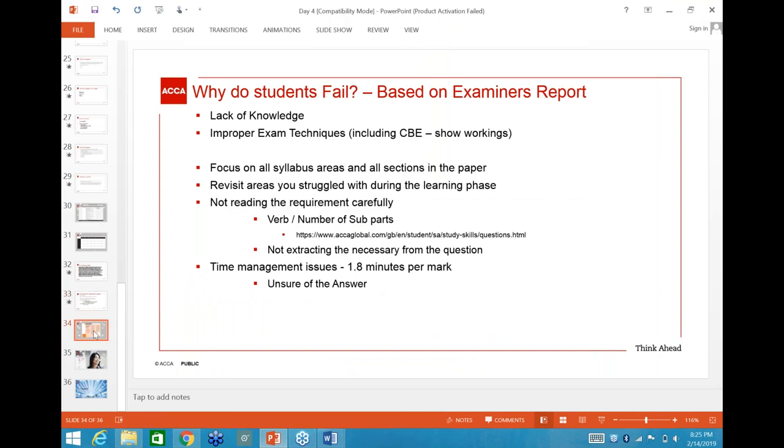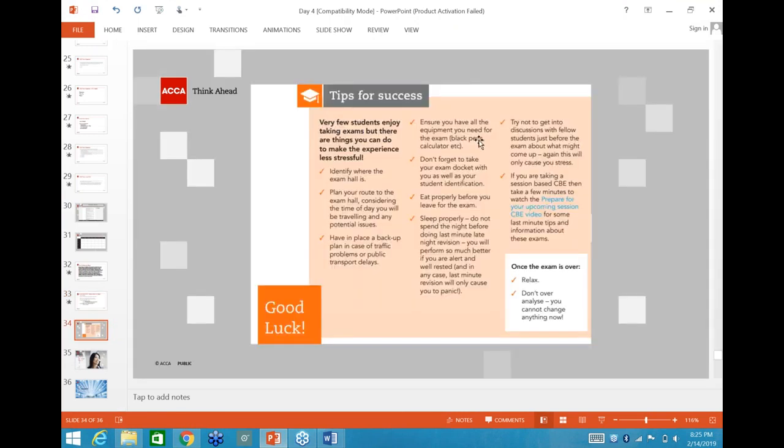Lastly, a few aspects. This is what ACCA says. Identify where the exam hall is, plan the route, basically give consideration for potential traffic, etc. Have in place a backup plan just in case of traffic. So if your exam center is too far away, I would advise you to come and stay in a friend's house or relative's house who lives close to the exam center. Ensure you have all the equipment, including the examination docket, pens, calculators, etc.